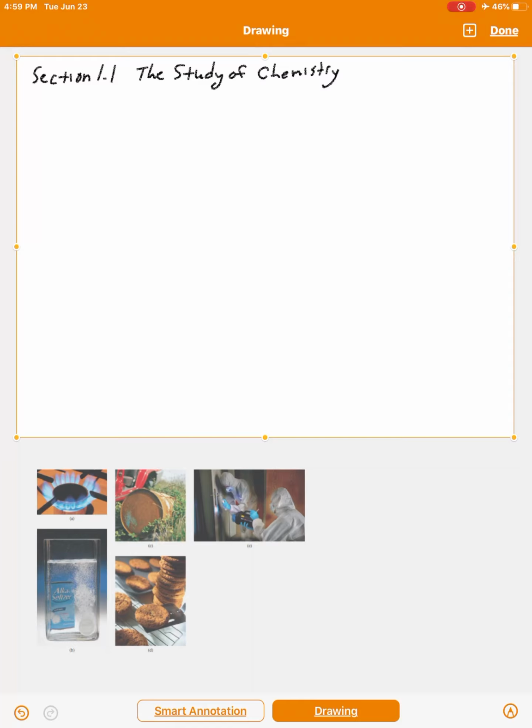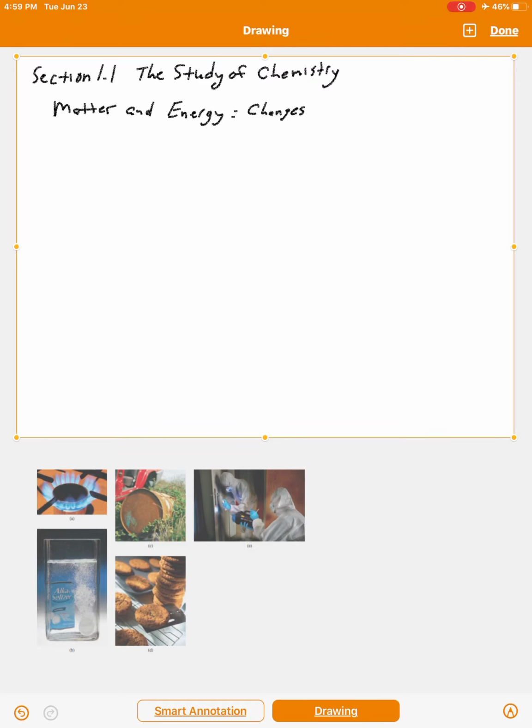And let's point out that the study of chemistry is really the study of matter, which is all the material that we interact with in the universe, and energy. We'll talk more about energy as the course goes on, and the changes in those two quantities, changes in matter and changes in energy. That's really what the study of chemistry is.